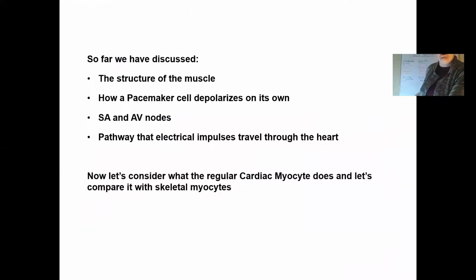All right. So far, what have we talked about? Structure of the muscle. We've talked about how a pacemaker depolarized. We talked about the sinoatrial and the atrioventricular nodes. And we talked about the pathway that the electrical impulses take. So let's consider what happens when these impulses get to the cardiac myocytes.